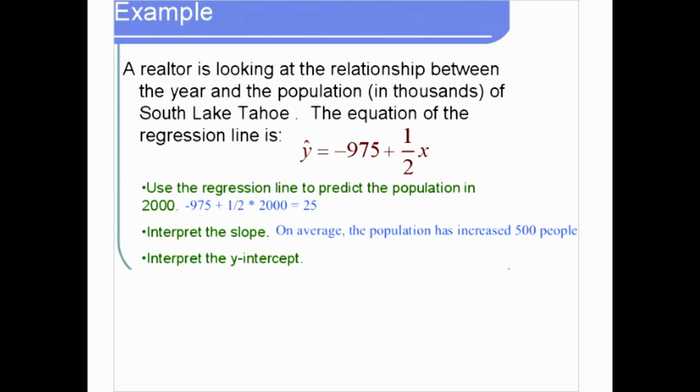Okay, population size is part of it. So let me say what I've got, and that is on average, because that's what we got, averages and predictions, that's what we're talking about for this material. On average, the population has increased around 500 people per year. How did I get 500 out of that? Any thoughts?